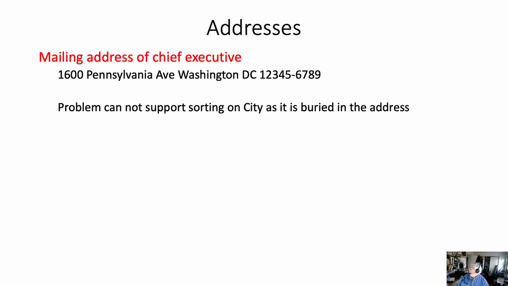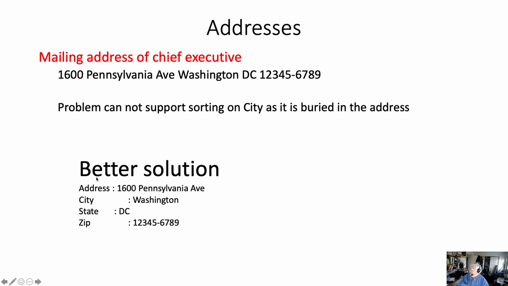A better solution is to have an address, or maybe address 1, address 2, 1606 Pennsylvania Avenue, the city of Washington, the state, or D.C., it's not really a state, but you understand what I'm saying, and then a zip code. Again, we've divided this concatenation of several things put together into each individual piece.